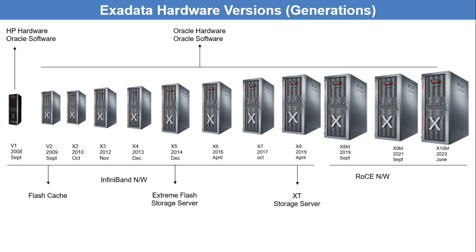So today we have three types of storage servers: high capacity storage server, which comes with both hard disk storage and a flash-based SSD. Extreme Flash Storage Server, which comes with only flash-based SSD storage. XT Storage Server or Extended Storage Server, which comes with only hard disk storage. We will learn more about these storage servers and more differences between these storage servers and the use cases where you use each of these storage servers in later lessons.